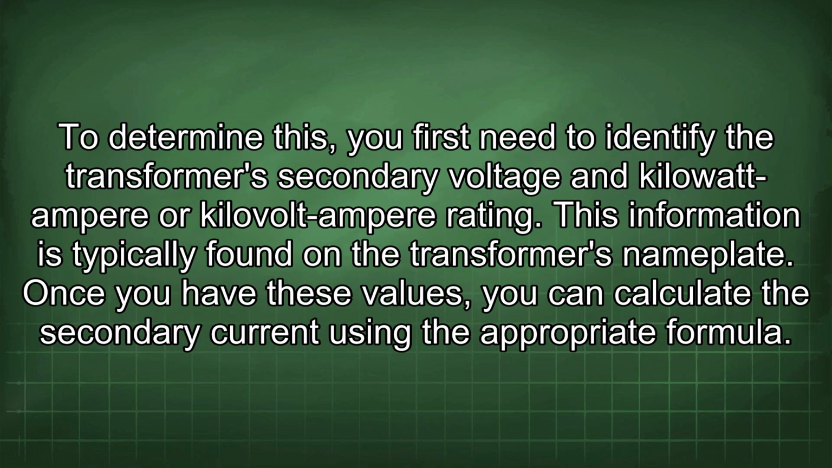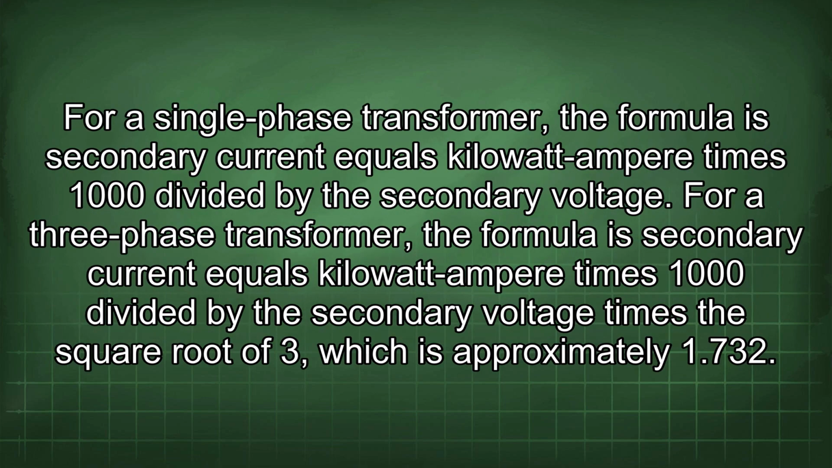To determine this, you first need to identify the transformer secondary voltage and the kilovolt-ampere rating. This information is typically found on the transformer's nameplate. Once you have these values, you can calculate the secondary current using the appropriate formula. For a single-phase transformer, the formula is secondary current equals kilovolt-amperes times 1000 divided by the secondary voltage. For a three-phase transformer, the formula is secondary current equals kilovolt-amperes times 1000 divided by the secondary voltage times the square root of 3, which is approximately 1.732.